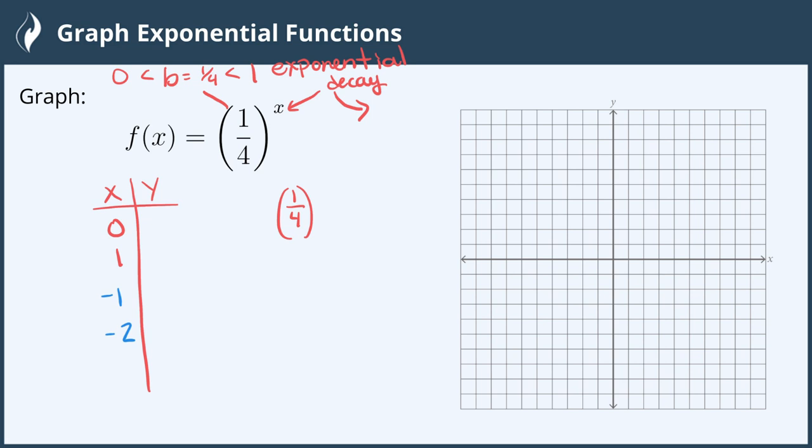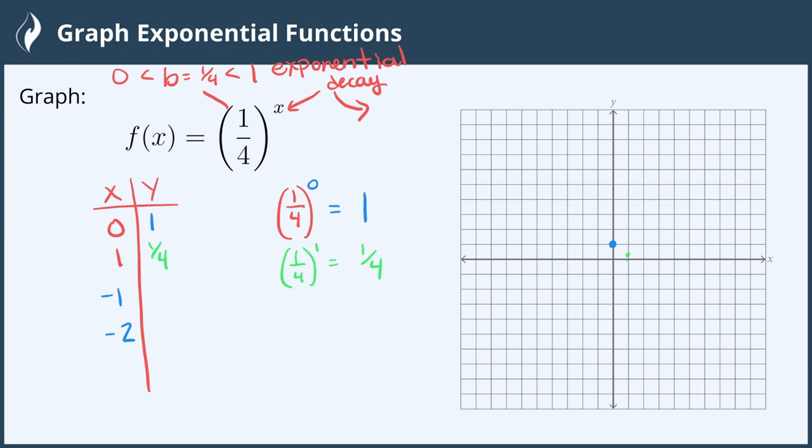In this case, we picked 0, and anything to the 0 power is 1. So we have our y-intercept at (0, 1), and we can graph it right here. Now let's substitute the positive 1, so we get positive 1/4 raised to the positive 1, which gives us positive 1/4. So we're going to move over 1 on our x-axis and up positive 1/4 here.